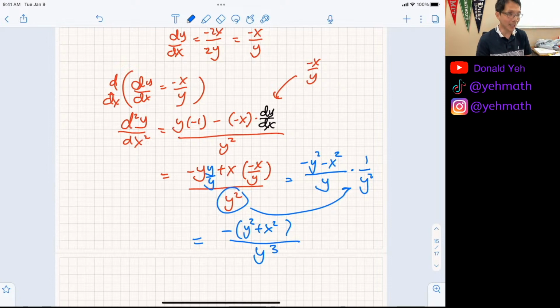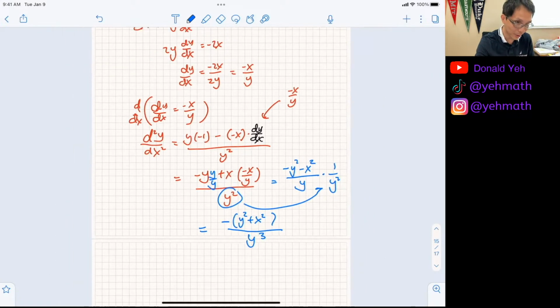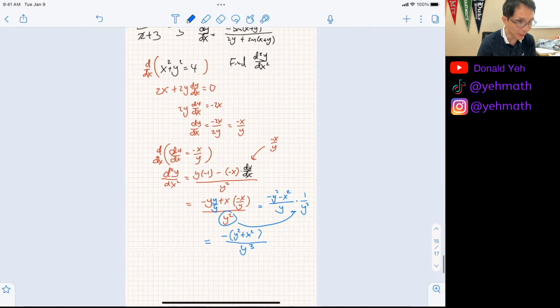Now, the last step is look at the original question. What do you see? x squared plus y squared is equal to 4. But what do we have? y squared plus x squared. That's also equal to 4. It's a very beautiful answer. And that is the answer that you're going to get. So there you go. One period implicit derivative. We're done. Woo.